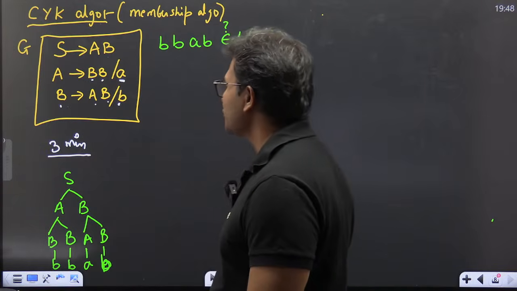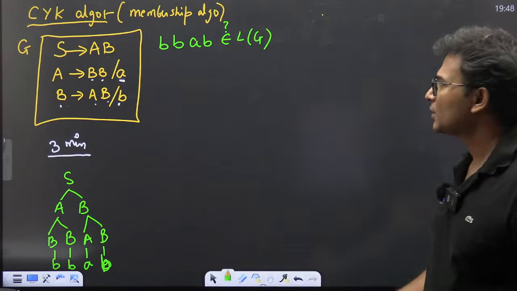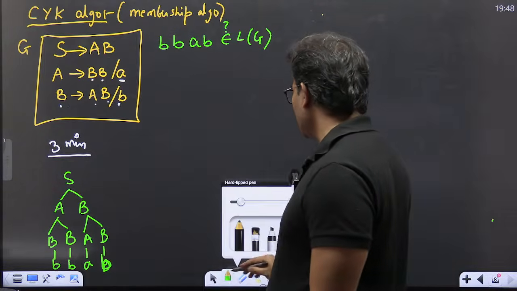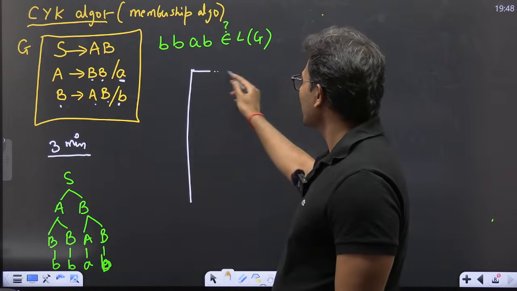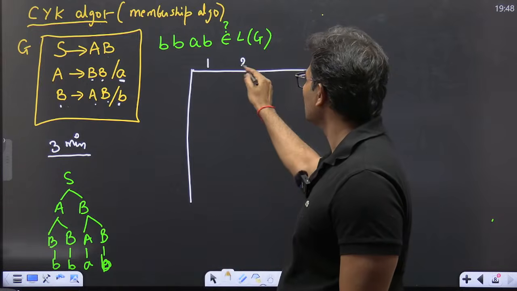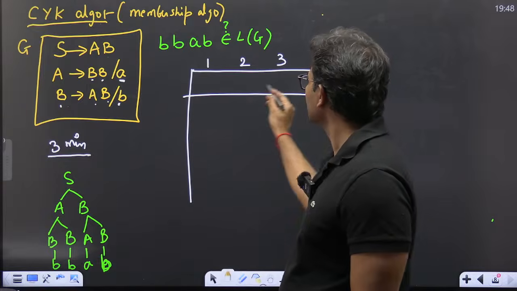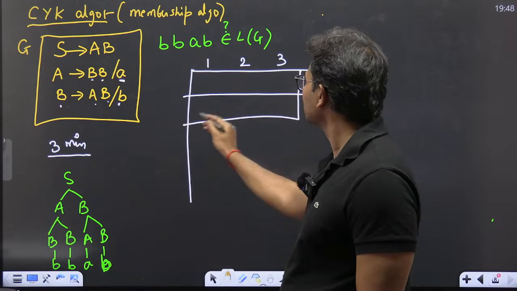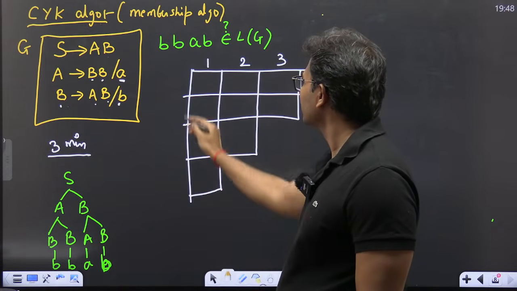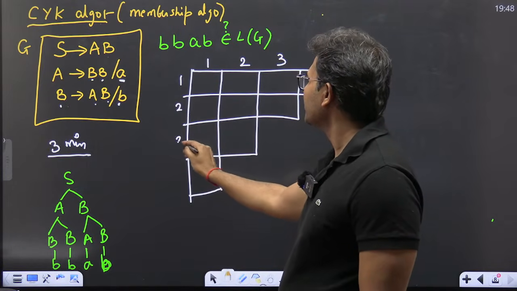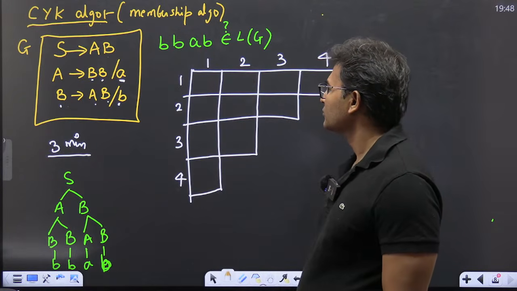Okay. So how are you going to do this? You are going to do it like this. 1 to 4 only, right? So we are going to write 1, 2, 3, 4.